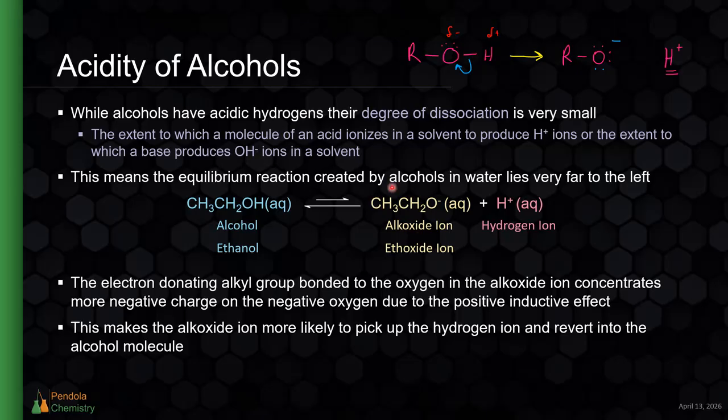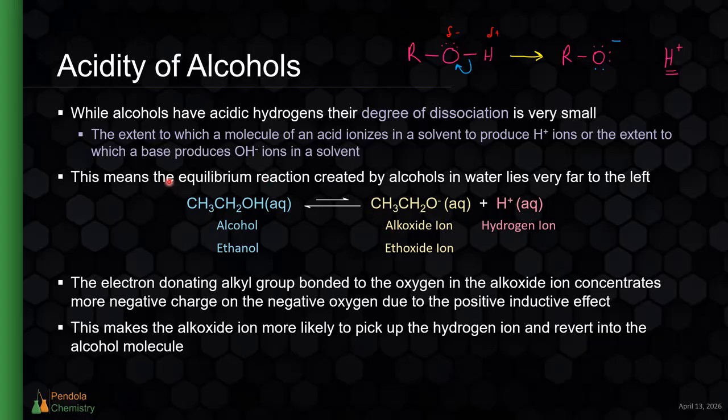So how do we name alkoxide ions? We use the name of the parent alcohol, and then we just change that ano ending to oxide. So ethanol becomes ethoxide. If this was propanol, it will be propoxide, so on and so forth. So we're gonna grab that alcohol and just change the ano ending to oxide. So ethoxide, propoxide, butoxide, so on and so forth.